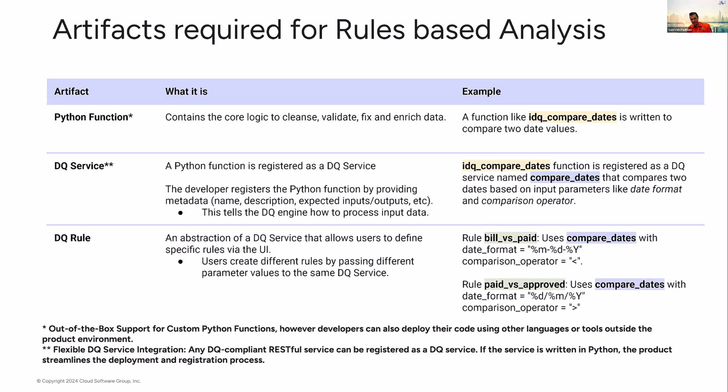By the time you get to registering that service and making it available for your business users, they will start using this same service to build hundreds of rules. A couple of examples here. I've created a rule called bill versus paid, where I'm comparing a bill date against a paid date. And I've set up a different format. I've set up a different comparison operator, less than or greater than.